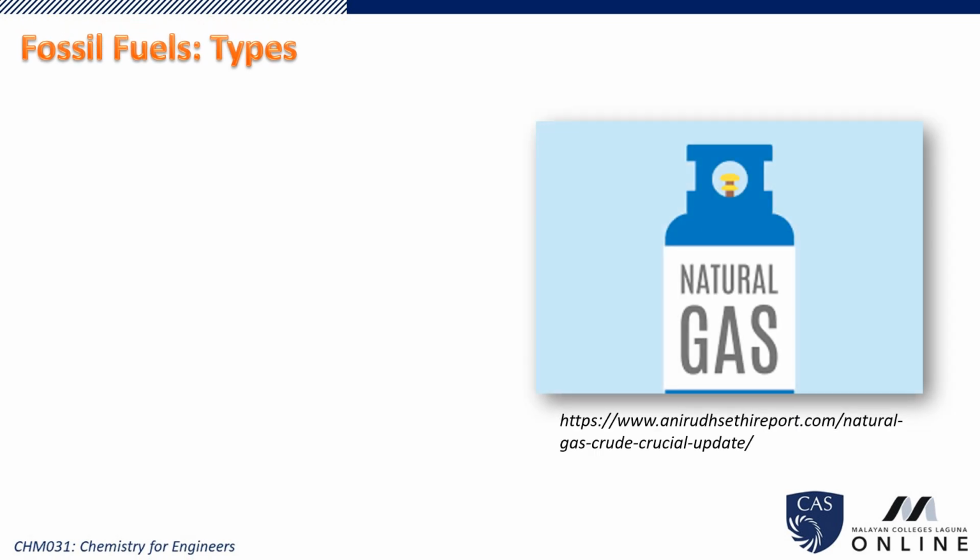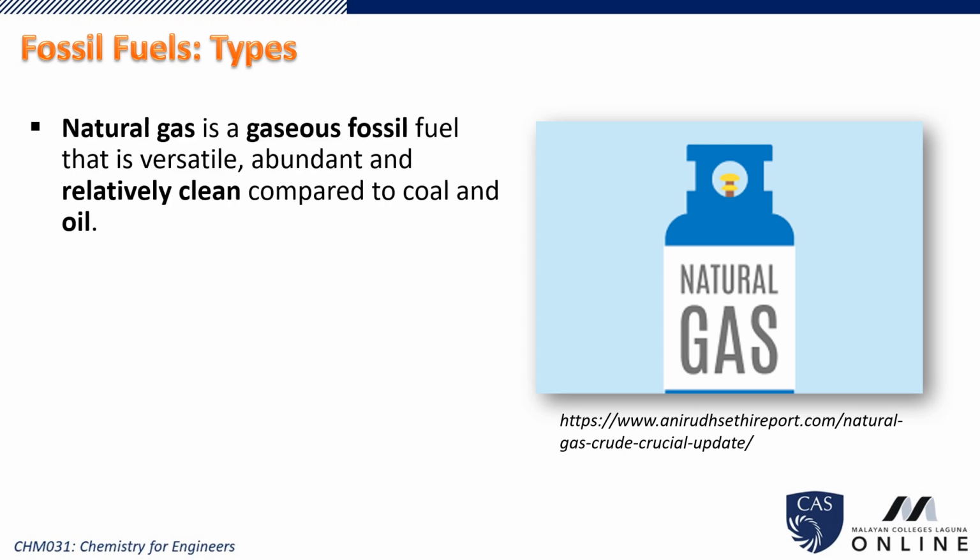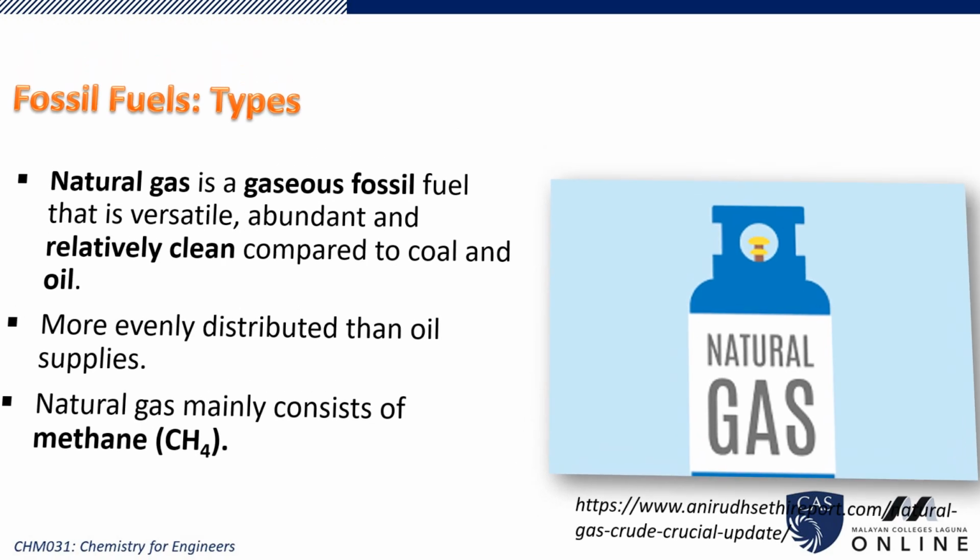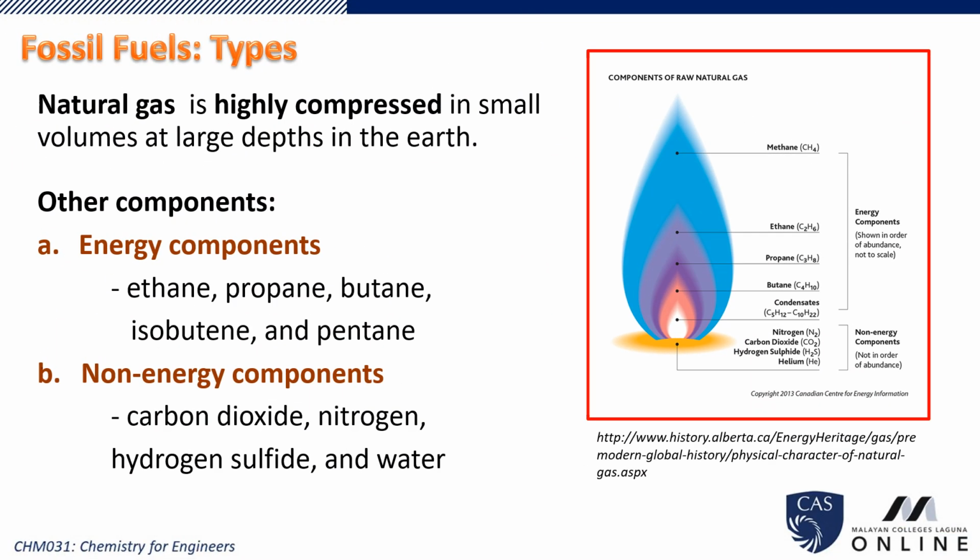Now, the next type of fossil fuel is natural gas. Natural gas is a gaseous fossil fuel that is cleaner compared to coal and oil. And it is mainly composed of methane, which has a high hydrogen to carbon ratio. Like oil, natural gas is formed from marine microorganisms. It accumulates in underground reservoirs and is extracted through drilling.